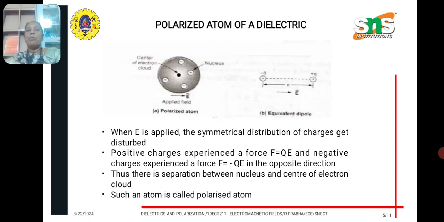Now we come to the polarized atom of a dielectric. Now the electric field is applied. Because of the applied electric field, the symmetrical distribution of charges gets disturbed. The positive charge experiences a force F equal to QE, and the negative charge experiences a force F equal to minus QE in the opposite direction. Thus there is a separation between the nucleus and the center of the electron cloud. So this atom is called a polarized atom.